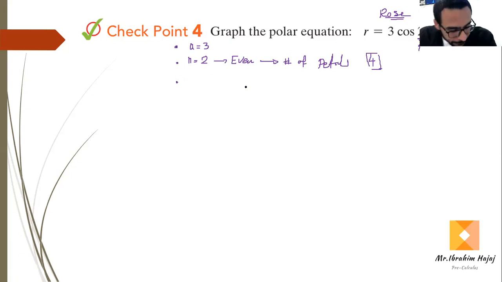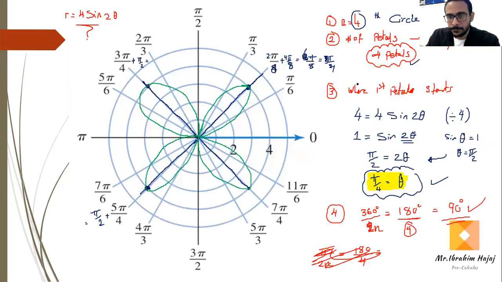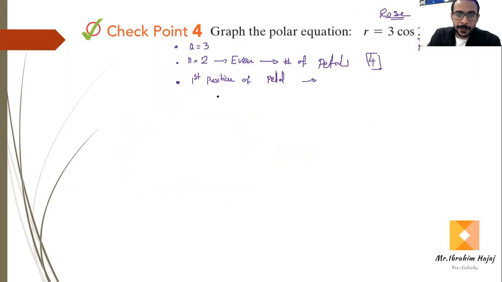Now we'll put it in the equation. First, cosine or sine? It's cosine, so we are on the x-axis. We put r equals 3 cosine 2 theta, for the first position of the first petal. First you have to put 3 equals 3 cosine 2 theta. Replace the r by the value of A, which is 3, so 3 equals 3 cosine 2 theta.